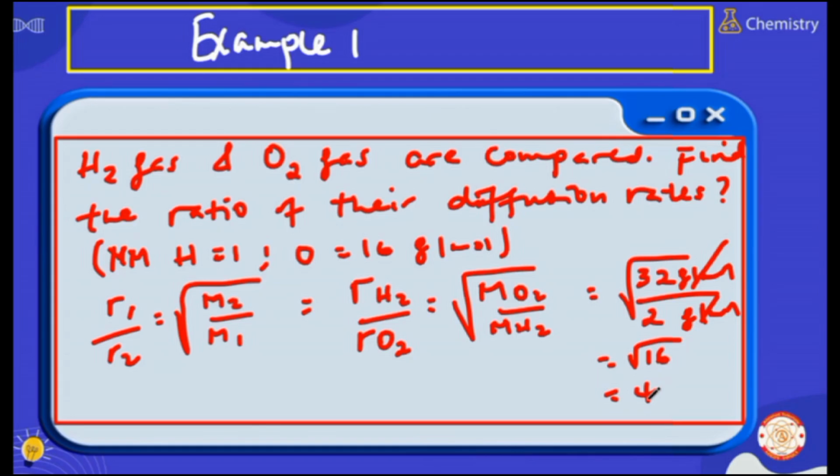It means that hydrogen diffuses 4 times faster than oxygen.